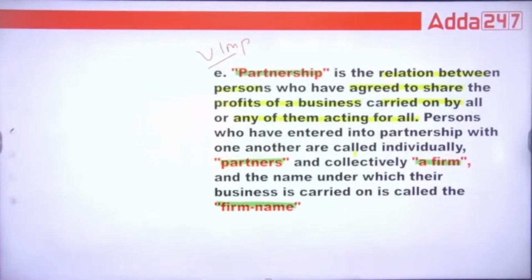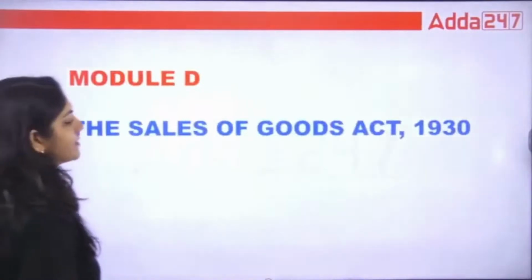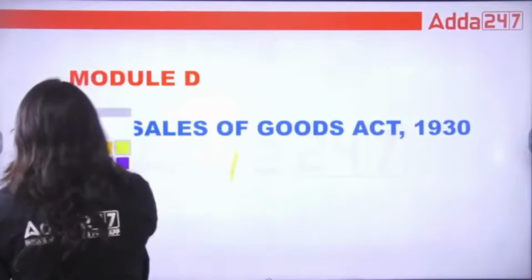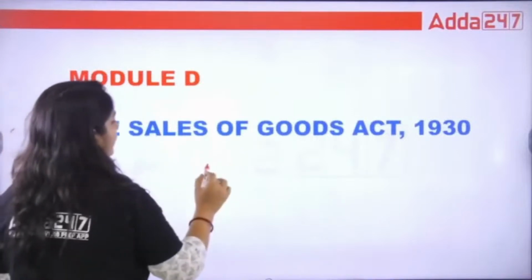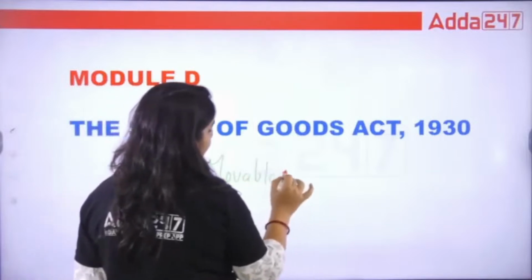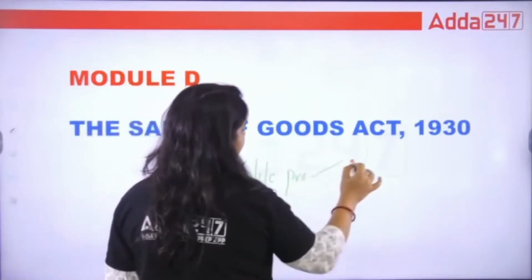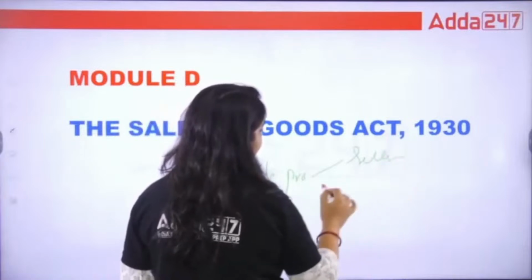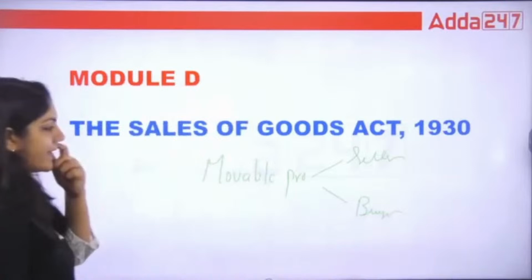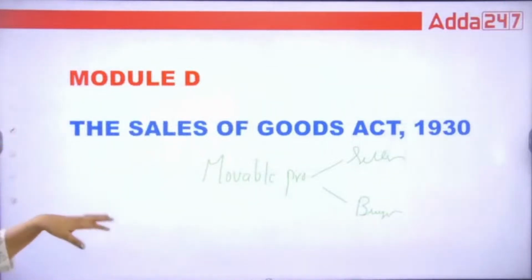That's very important. Now, Sale of Goods Act. What exactly does the Sale of Goods Act mean? It basically deals with movable property, seller, and the buyer. So this is the exact crux of this Sale of Goods Act.